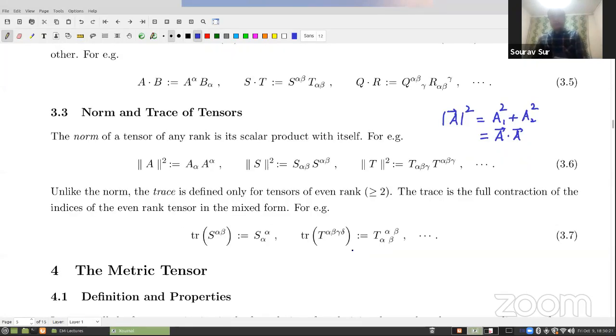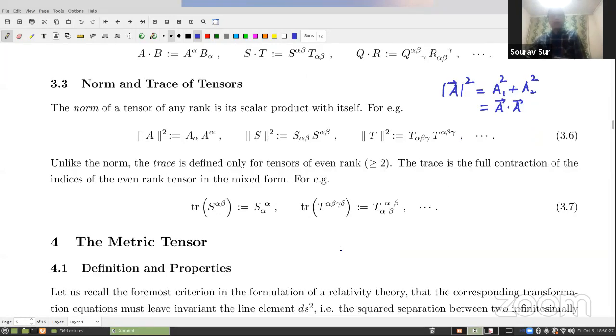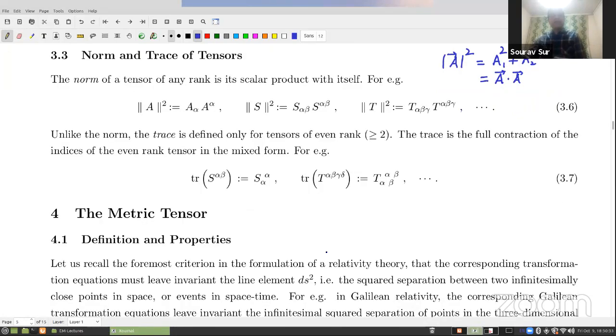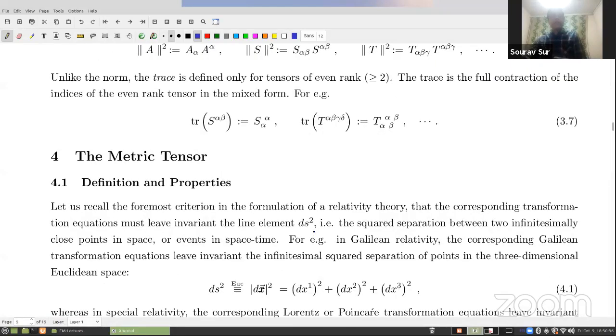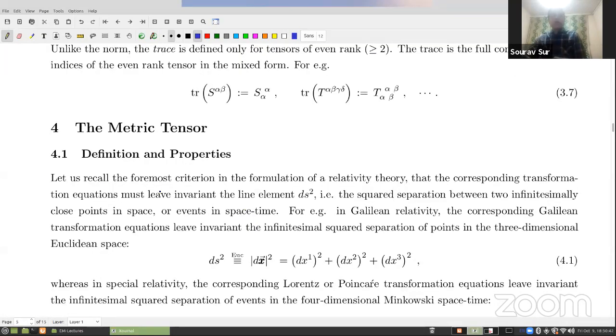Okay, so now we go to the domain of the most fundamental tensors, or what we can say, the building blocks. The first thing that comes is the metric tensor. Now, recall the foremost criterion in the formulation of relativity theory: the corresponding transformation equations must leave invariant the line element ds squared, that is the squared separation between two infinitesimally close points in space or events in space-time.